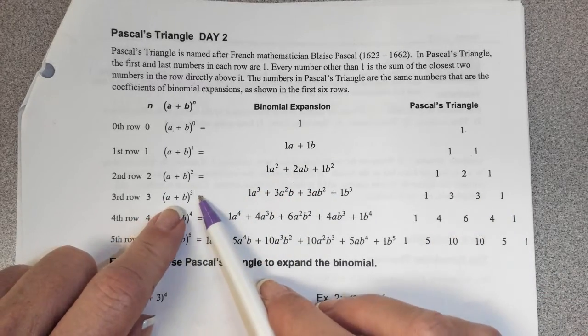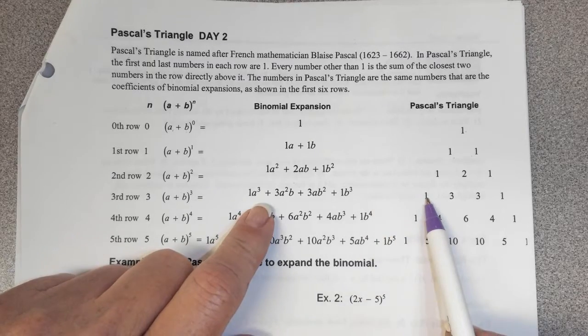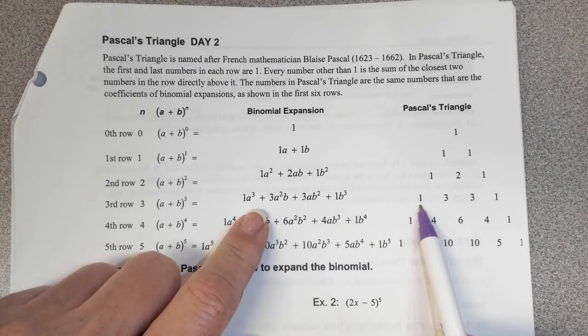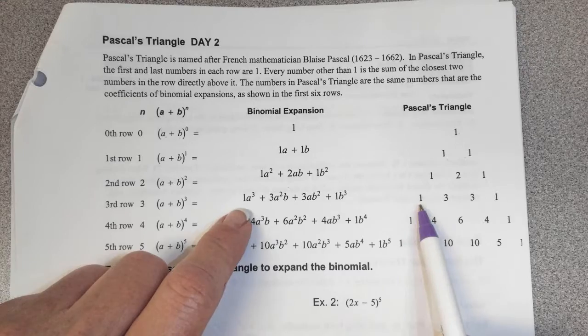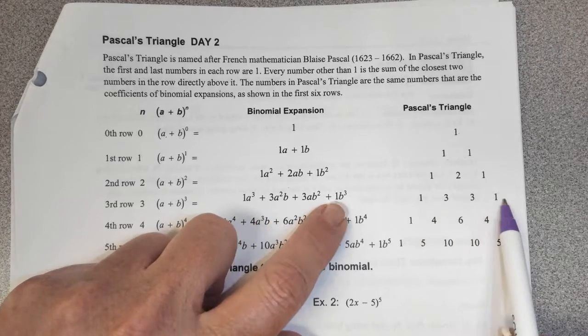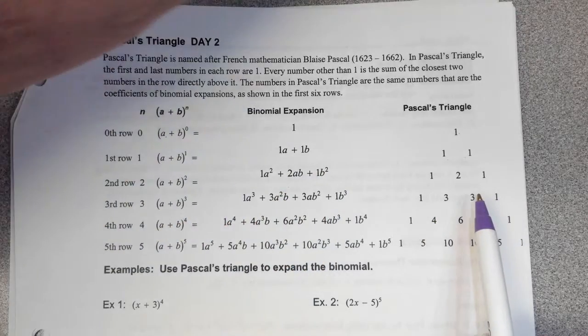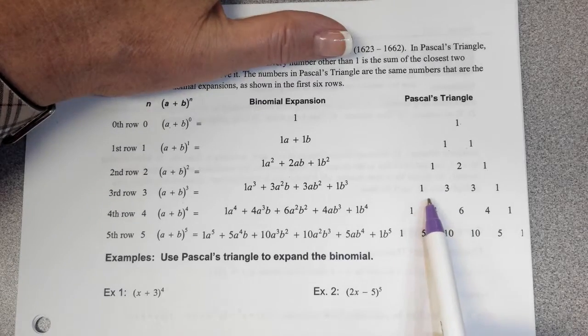If we have a plus b to the third, this was in our video notes for 4.2 part 1. Look at the coefficients: 1, 3, 3, 1. So all Pascal's triangle does is give us the coefficients.